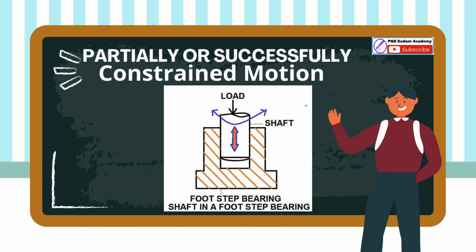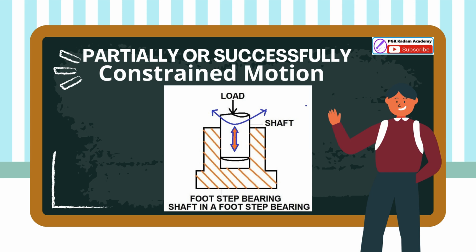In partially constrained motion, when there is no external force applied, the motion will be in more than one direction, but when an external force is applied, the motion is restricted to a single direction. Partially constrained motion is also called successfully constrained motion.